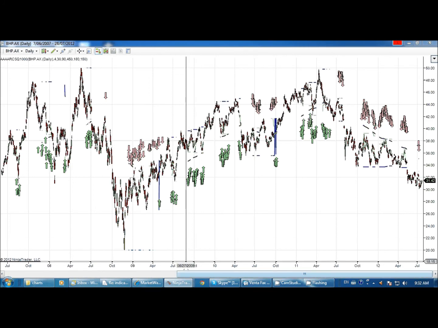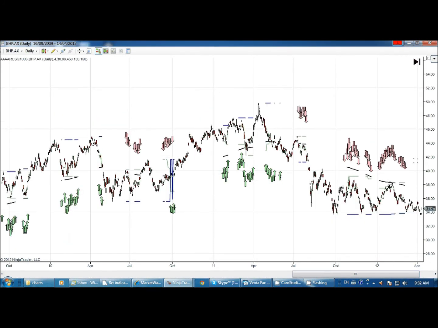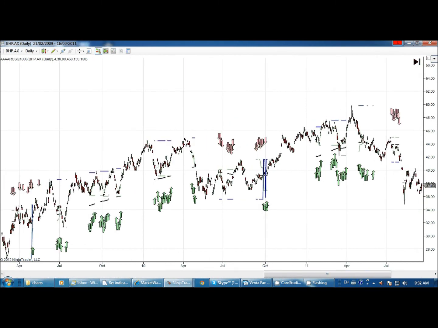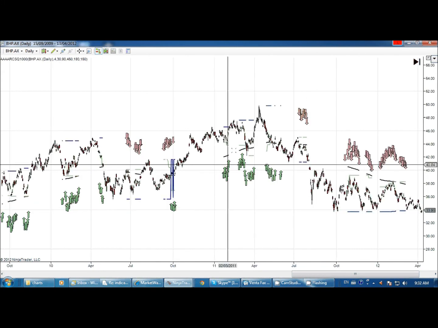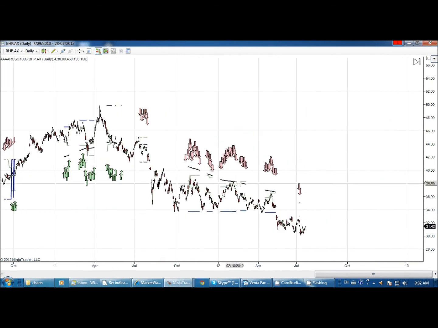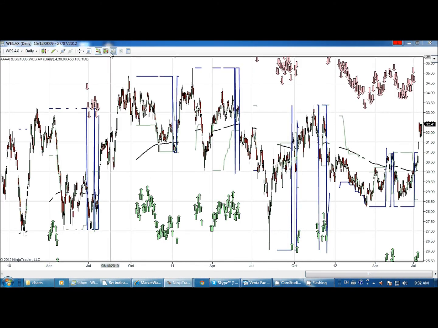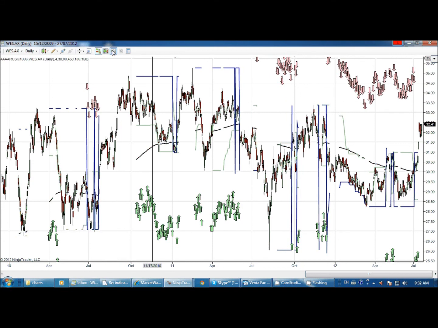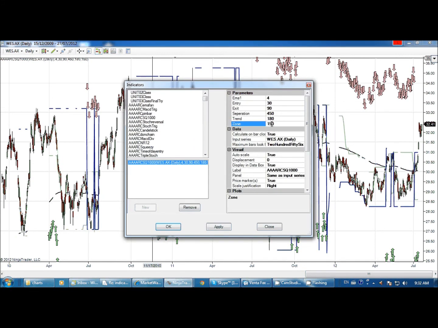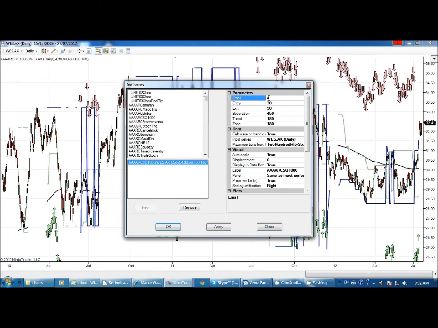Oh, this isn't too bad, this one. Buy it, buy it, buy it, buy it. Buy it, you get stopped out, sell it, stopped out, trend change, buy it, sell it, sell it, sell it, so that's not too bad. BHP. Yeah, just keep going through, and as the price gets dearer, you're going to have to increase the size of your zone and possibly change the EMA.